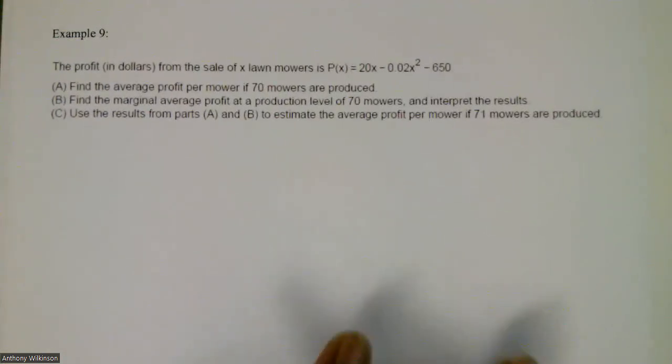Okay, and finally, example 9: the profit in dollars from a sale of x lawnmowers is P of x equals 20x minus 0.02x squared minus 650. You'll want to find the average profit per mower if 70 mowers are produced. Then find the marginal average profit at a production level of 70 mowers and interpret that result. And then use the results from parts A and B to estimate the average profit per mower if 71 mowers are produced.